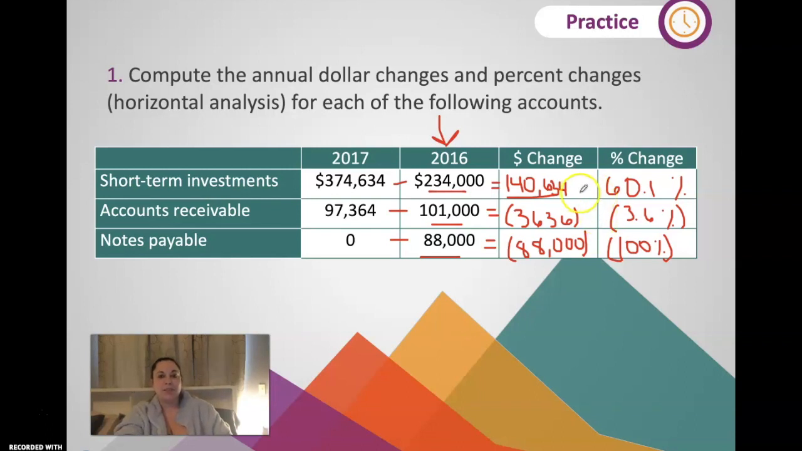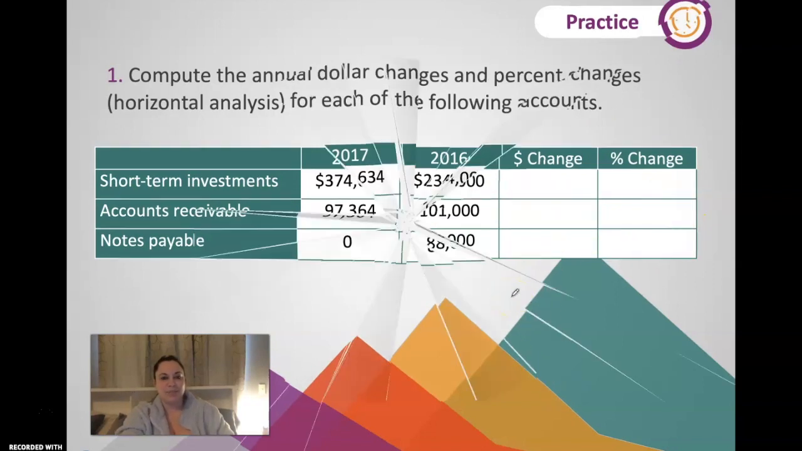And short-term investments increased by 60%. So that's really good. That might mean that we have more cash. So we're taking the cash that we have and we're investing that. So, I'd say overall, this gives us a pretty good picture on how the company's doing. Obviously, there would be more lines, but this is just to give you an idea.